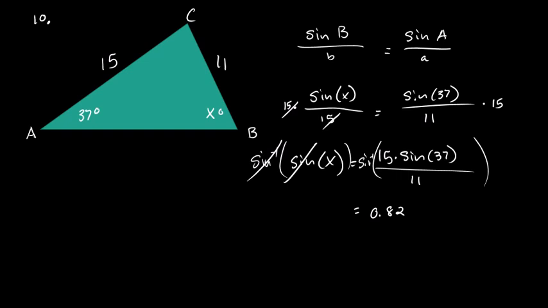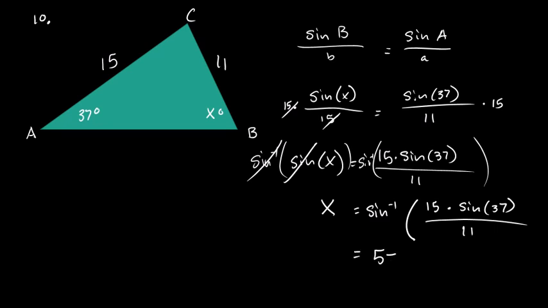Alright, sine and sine inverse, they're not reciprocals, they're inverses, so they multiply to 1, so you're left with x. And what we want to do is type in sine inverse of 15 times sine of 37 divided by 11. So the sine inverse, it should come out to about 55 degrees if I round it, which looks about right. So that would be 55.